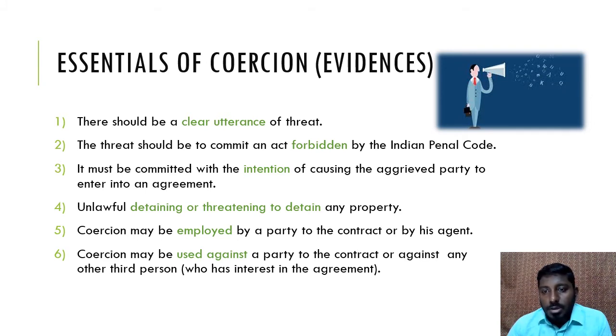And coercion may be used against a party to the contract or any other third person also. But the third person should have interest in that particular agreement. So coercion may be used not only against a party to the contract, it might also be used against any other third party who has interest in that particular agreement. So these are the essential elements to be understood when we understand what is coercion.